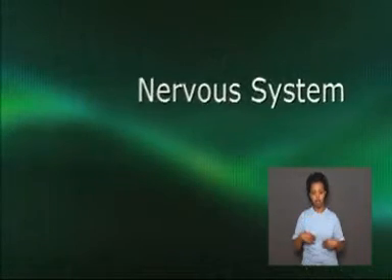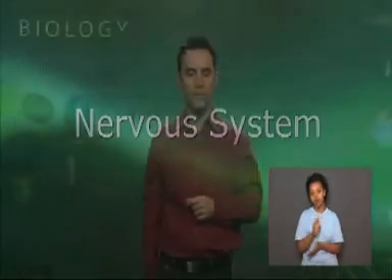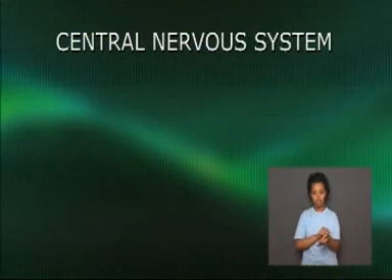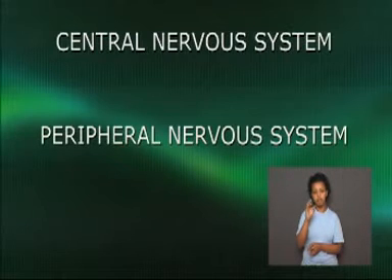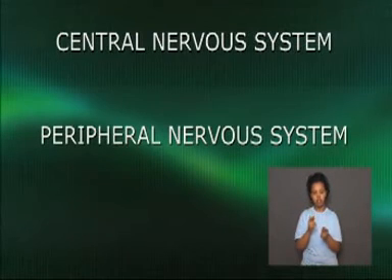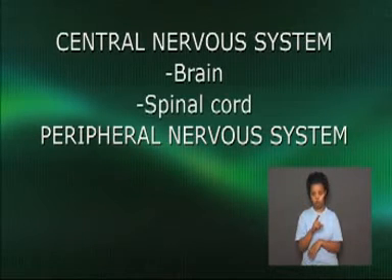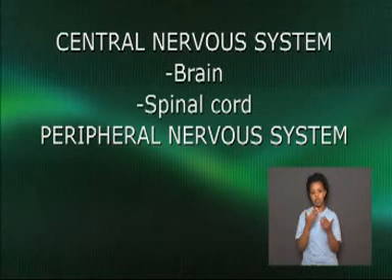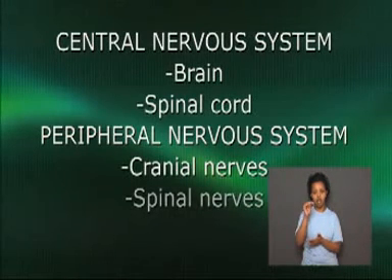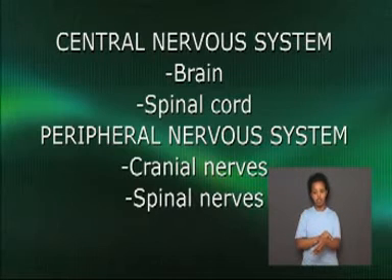The way we understand how these two types of reflex actions work is by looking at the structure of the nervous system. Our nervous system is divided physically into two major components: the central nervous system and the peripheral nervous system. The central nervous system is comprised of the brain and the spinal cord. The peripheral nervous system is comprised of the cranial and spinal nerves, and each contain sensory and motor neurons.